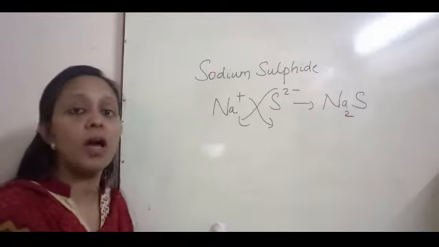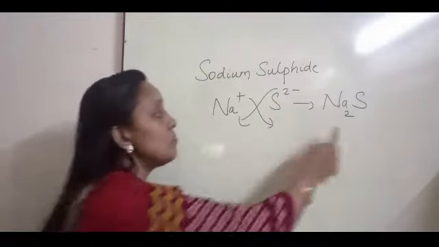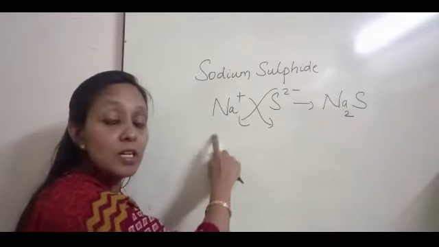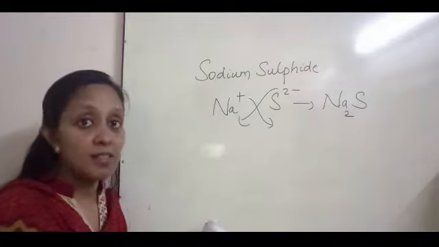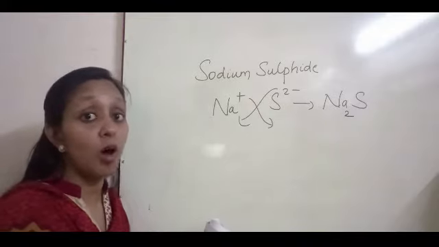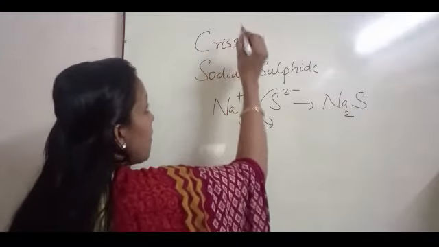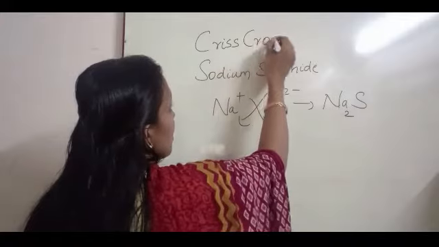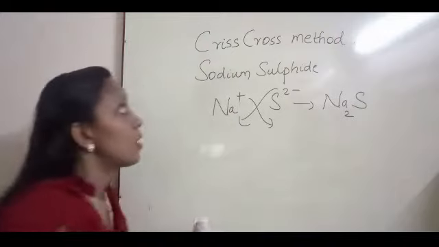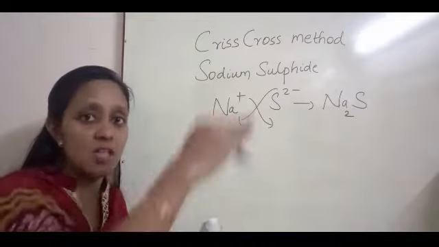While you write the formula of compounds, if their names are given, this step is compulsory. Don't simply write the formula of the compound alone. You have to write the radicals separately, show the exchange of valencies, and then write the formula. This method is also called the crisscross method. Write the formula of the compound by the crisscross method. Crisscross method means just exchange of valency.